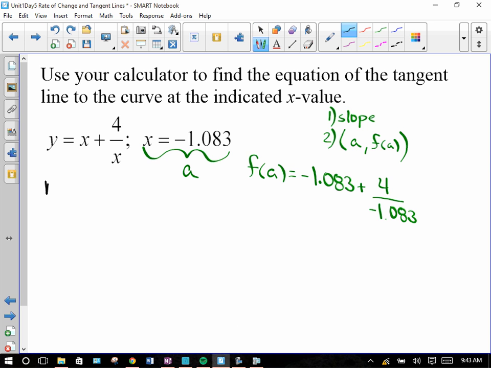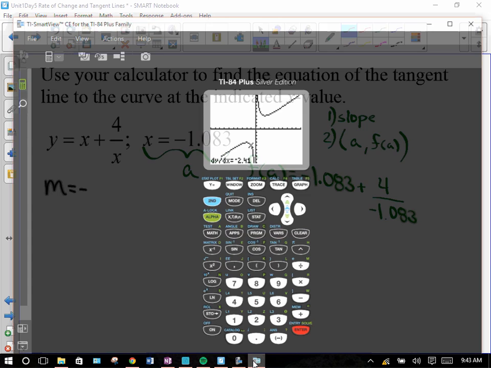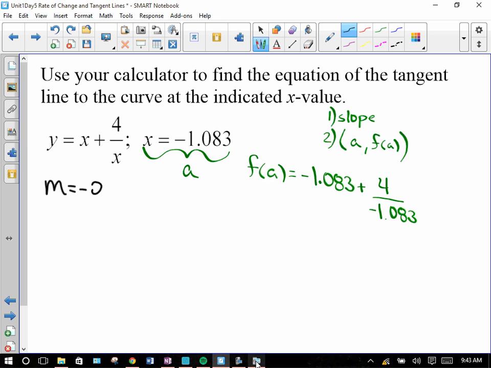So m is equal to negative 2.41. At this point, this is something else that you need to have memorized: y minus y1 equals m times x minus x1. But you do need to figure out something. We need to figure out what y1 is, and our calculator can do that for us.